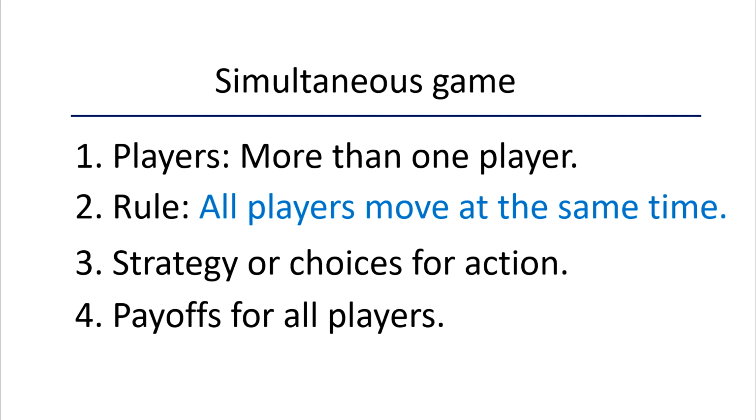2. Rule. The rule of the game. All players move at the same time. This is very specific to the simultaneous game. 3. Strategy or choices for action. In this simultaneous game, players have strategies or choices for their actions. And 4. Payoffs for all players. In the end, all players will realize their payoffs.